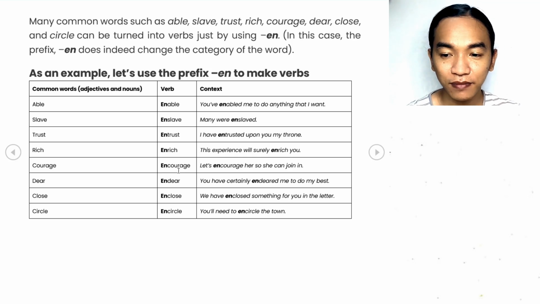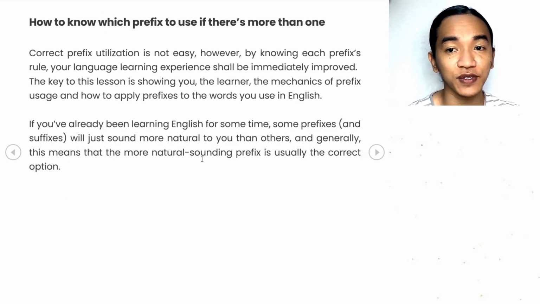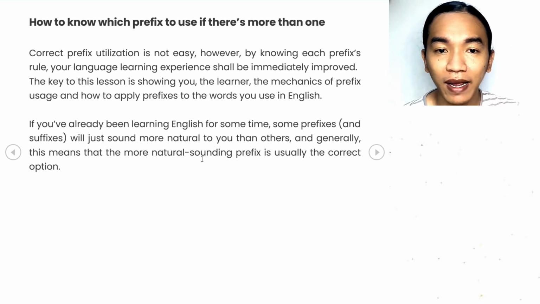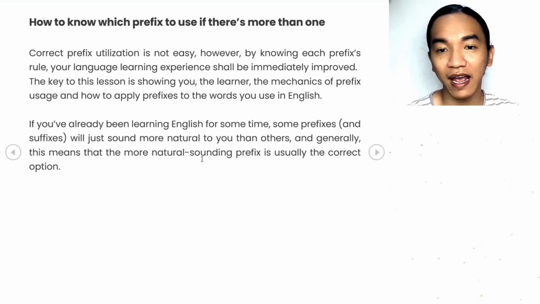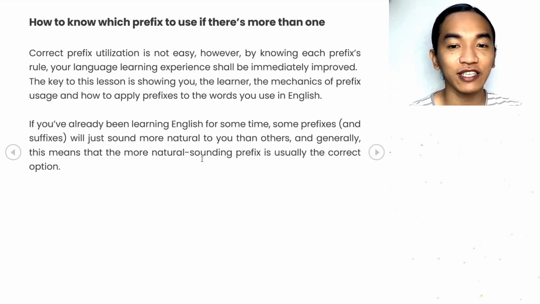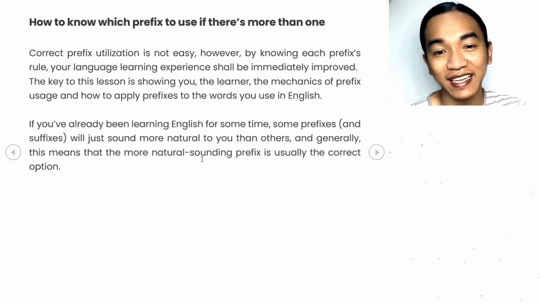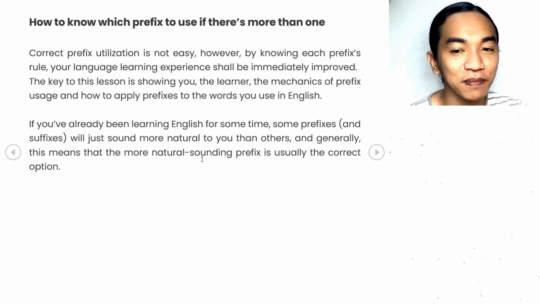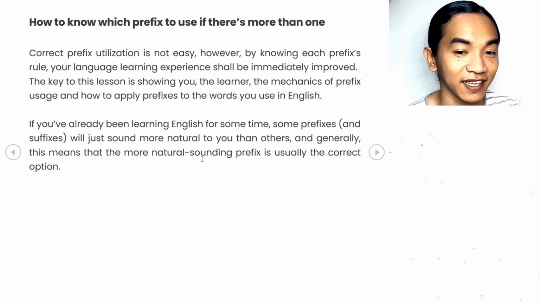Okay? Moving forward, now, how to know which prefix to use if there's more than one? Good question. Now, correct prefix utilization is not easy. However, by knowing each prefix's rule, your language learning experience shall be immediately improved. The key to this lesson is showing you, the learner, the mechanics of prefix usage and how to apply prefixes to the words you use in English, right?